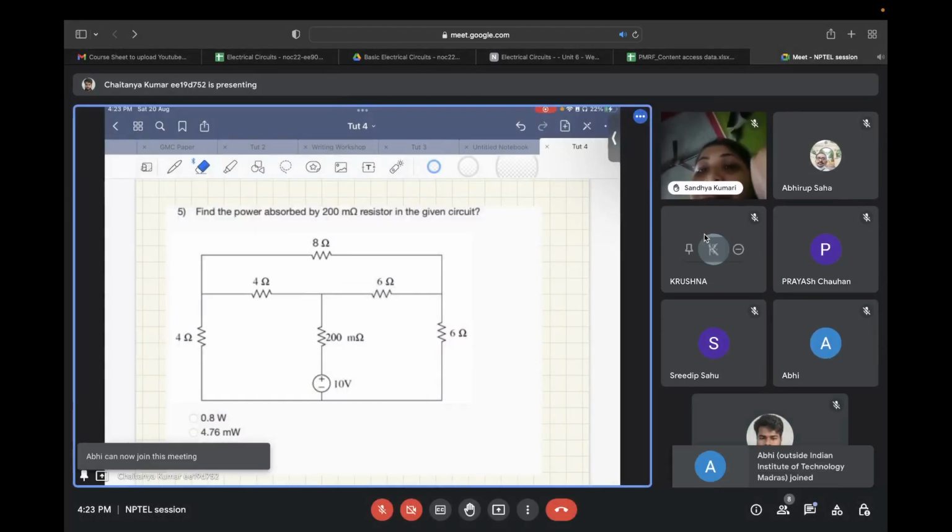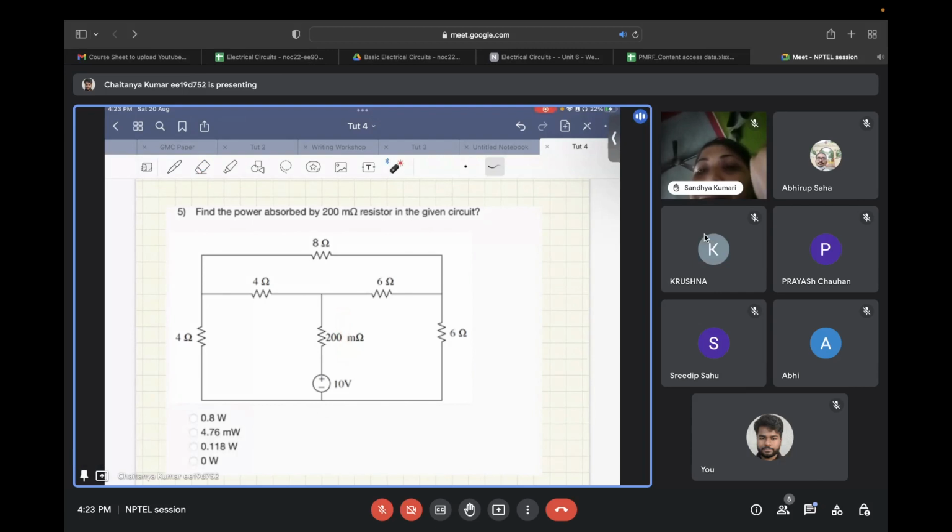Now, in this question, you need to find the power that is absorbed by this 200 milliohm resistor. For that, you need to find the current that is flowing through this resistor, and then I square R will be the power. So please try it out once.